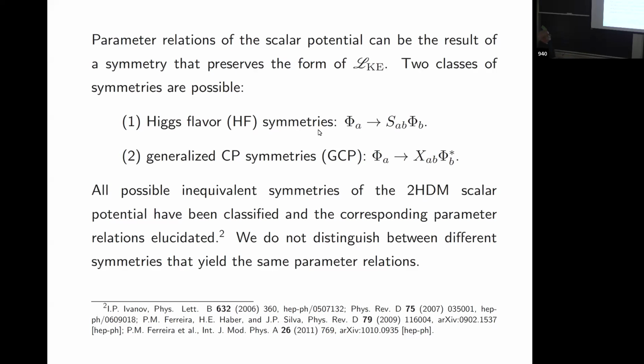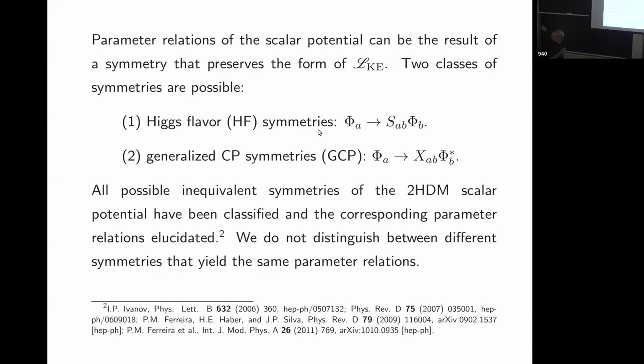The other class is the generalized CP symmetries. Naively, the simplest one is just ordinary CP, which changes scalar fields into their complex conjugates. Remember, these are complex fields, but I can also rotate them in flavor space as well. This is called the generalized CP transformation. All the possible symmetries of these classes have been classified, and for each one you can ask what parameter relations you get when you impose those symmetries.